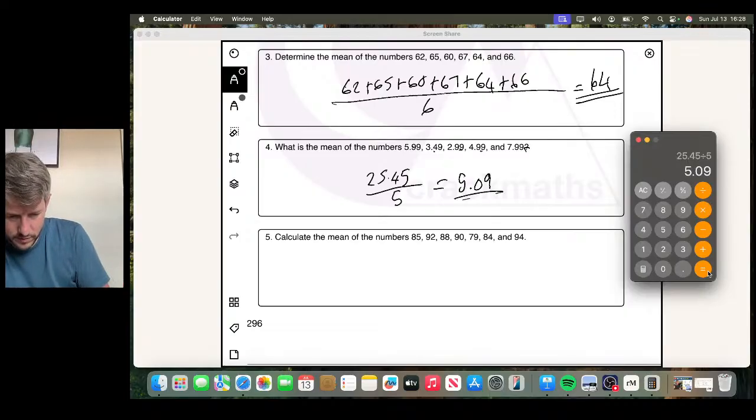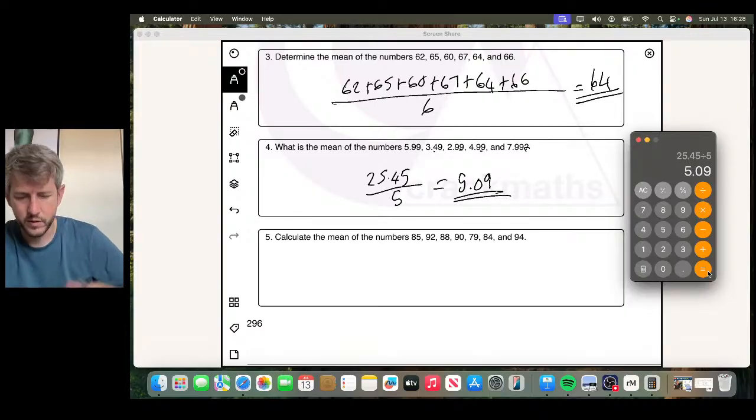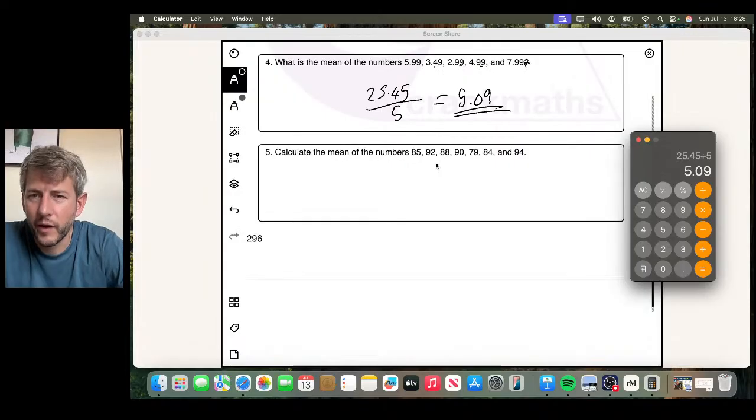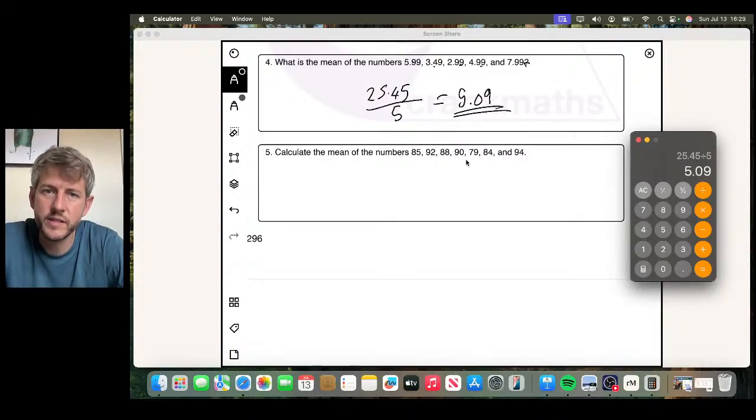5.09. Okay, and question 5. Calculate the mean of the numbers 82, 90, 85, 92, 88, 90, 79, 84, and 94. 1, 2, 3, 4, 5, 6, 7 of them. Okay, right, so.